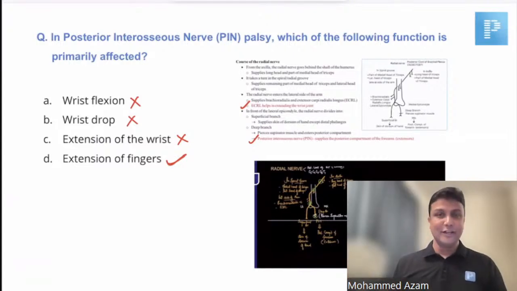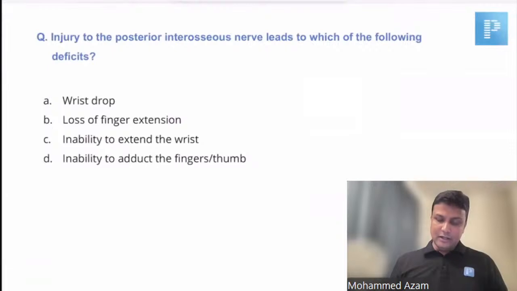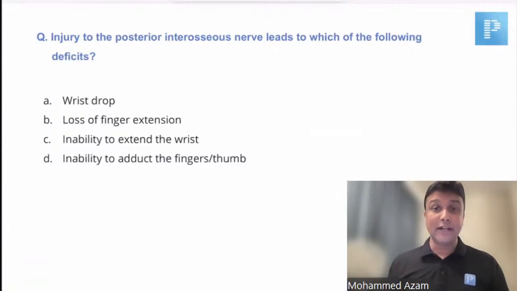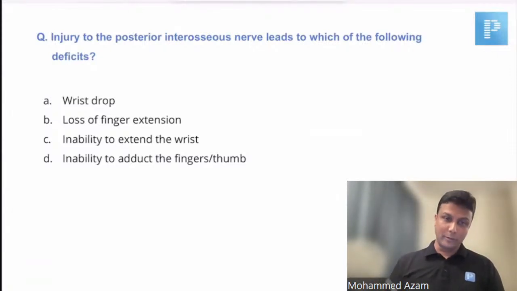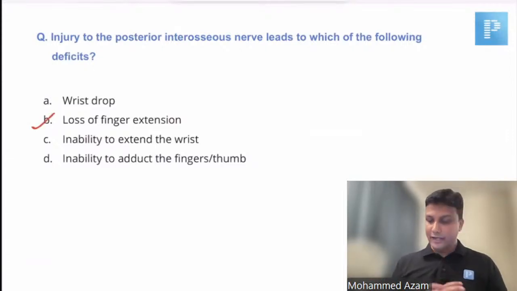Perfectly fine here. So this concept also has already been discussed, guys. And absolutely the same question again, just the wording is a little bit different. In the injury to the posterior interosseous nerve, it will lead to which of the following deficits? Yes, of course, they will not be able to extend at the fingers, loss of finger extension. I hope you're able to recall these questions which were asked yesterday in the INI-CET exam. Yes, perfect, absolutely correct, Dr.